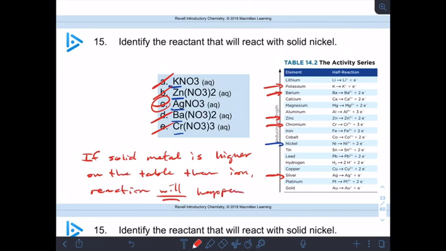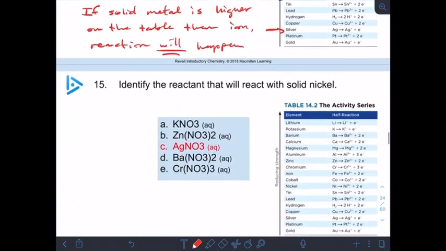So the trick is to identify the ion, right? And we're talking about the positive ions. We want to know about the metal ions. We don't care about the nitrates. The nitrate was the same in every multiple choice, all nitrate ions, okay? So we're concerned with the metal ions. And if the metal ion is lower on the table than the solid metal, then we will have a reaction.